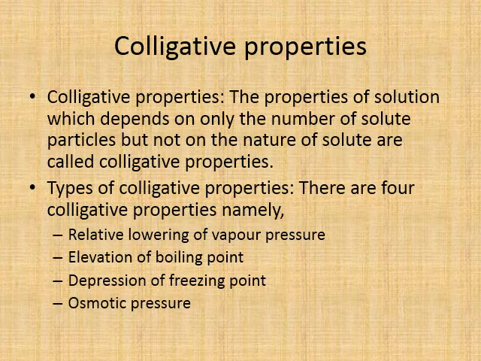Next is colligative property. What is colligative property? The properties of a solution which depend only on the number of solute particles but not on the nature of the solute are called colligative properties. Types of colligative properties. There are four colligative properties. First, relative lowering of vapor pressure. Second, elevation of boiling point. Third, depression of freezing point. And fourth is osmotic pressure. We will see one by one.